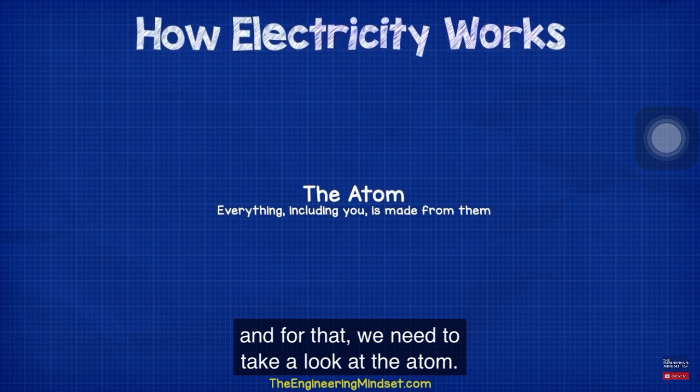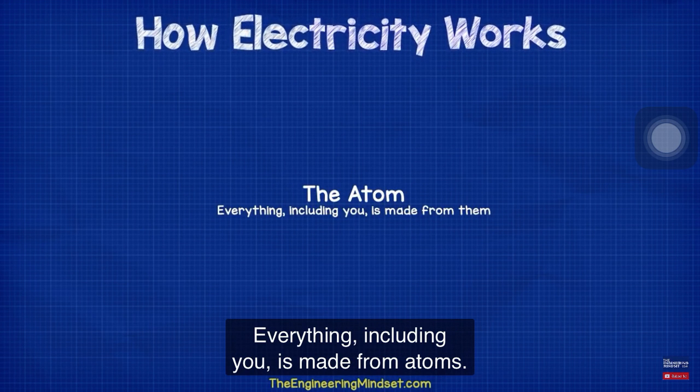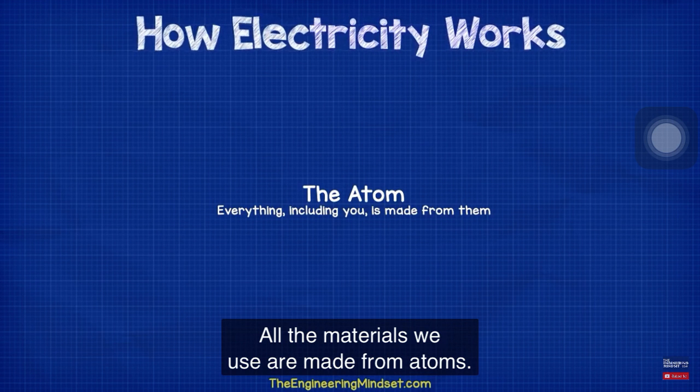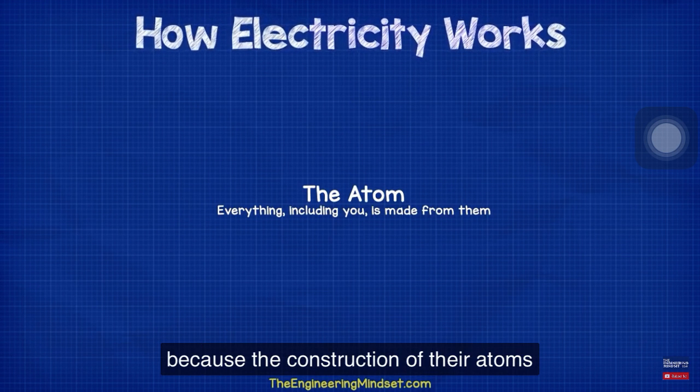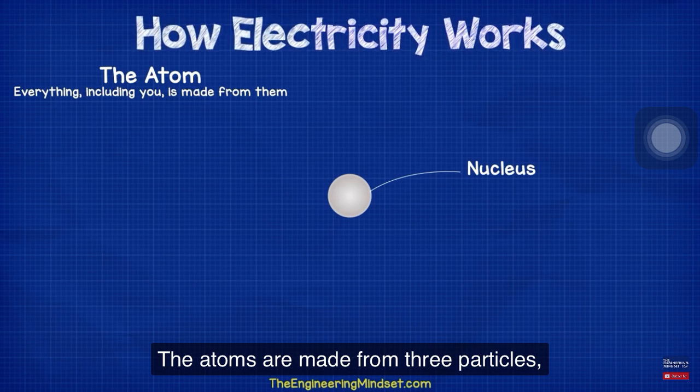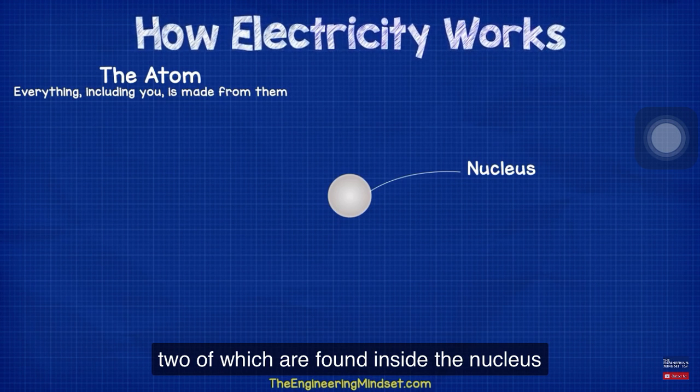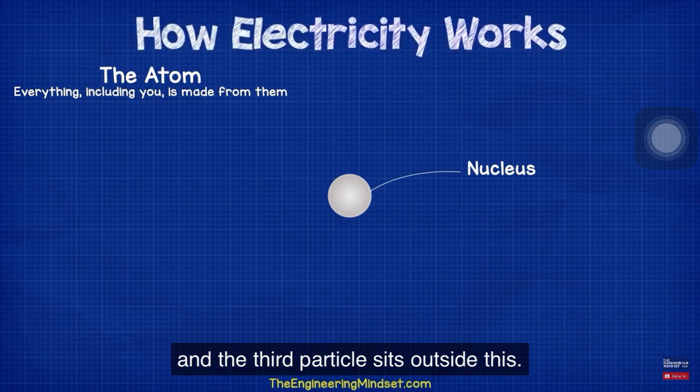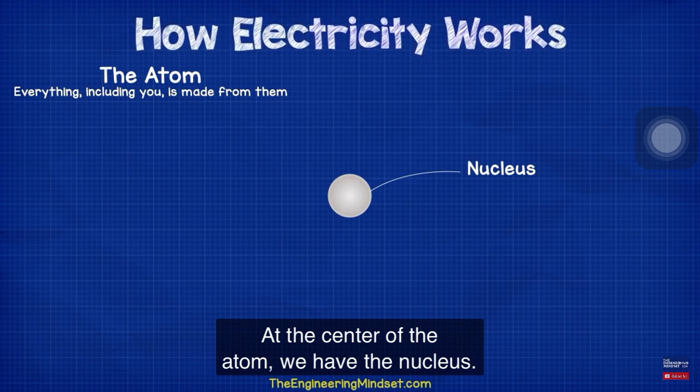Atom. Everything, including you, is made from atoms. All the materials we use are made from atoms. The materials are just different because the construction of their atoms are slightly different. The atoms are made from 3 particles, 2 of which are found inside the nucleus, and the third particle sits outside this. At the center of the atom we have the nucleus.